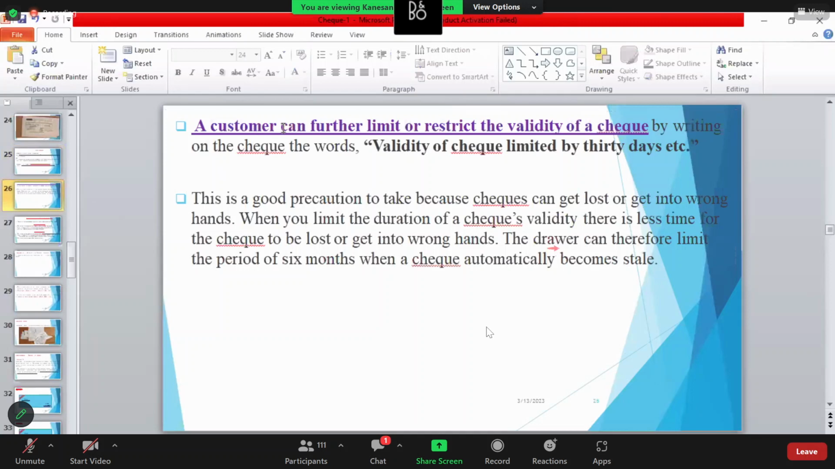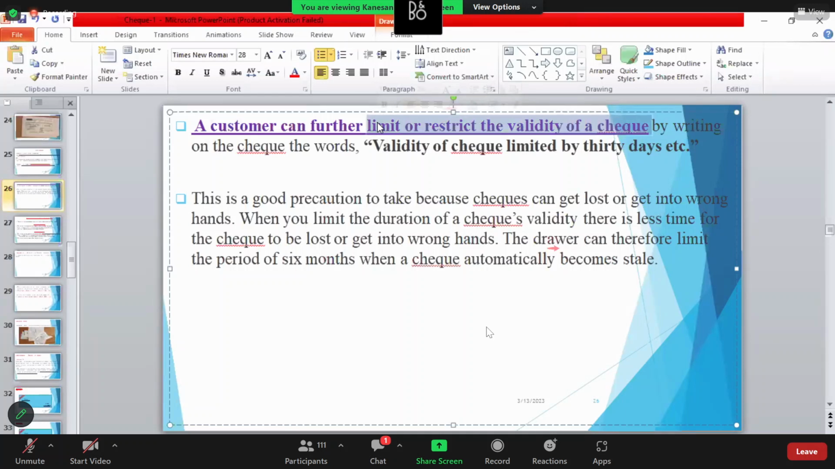Then, see, a customer can further limit or restrict the validity of a check. Generally, the check is valid within 6 months. That is the general rule. After 6 months, the check is invalid, right? But you can limit the period of time, even though you know that a check is only valid for 6 months.